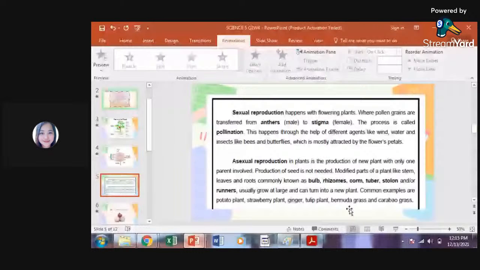So, here are the things that you have to do. Do the following activities on your module. Activity 1, Activity 2, check your understanding, post-test, and reflection. Please be reminded that the pre-test part and the looking back part of your module are not included. Meaning, you don't have to answer them.